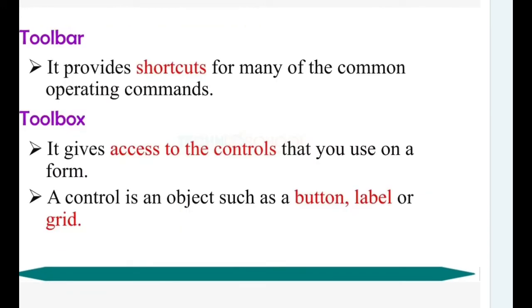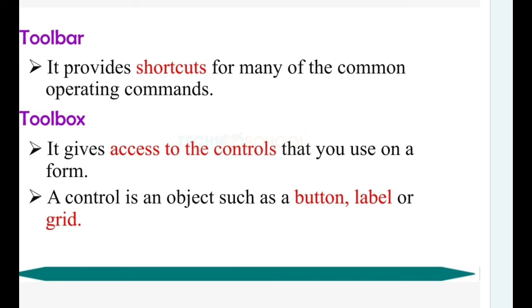Let me explain the next slide: toolbar and toolbox. What is a toolbar? It provides shortcuts for many of the common operating commands. In the toolbar, all the tools will be available. Next, the toolbox gives access to the controls that you can use on a form. A control is an object such as a button, label, or grid. In the toolbox, all the tools will be available. Using these tools, we can place controls in a form and design your application.